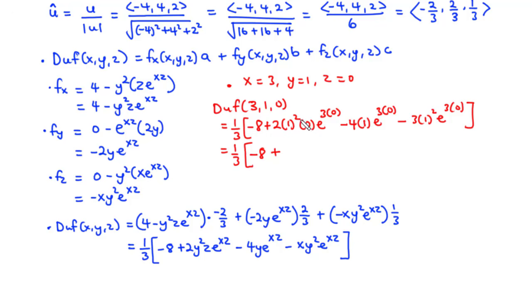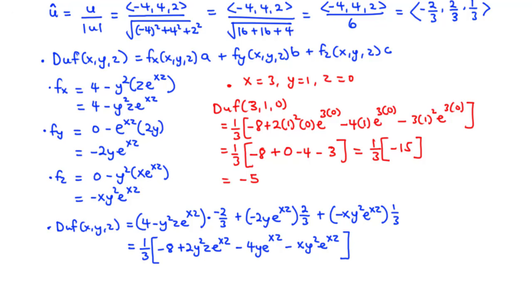So here we have 0 times everything here, so this term goes to 0, and then e to the power 0 is 1, 1 times negative 4 is negative 4, e to the power 0 is 1, 1 times negative 3 is negative 3. So this is equal to 1 over 3 times negative 8 minus 4 is negative 12, minus 3, negative 15, and then 1 over 3 times negative 15 is equal to negative 5. So the directional derivative at the point 3, 1, 0 is equal to negative 5.